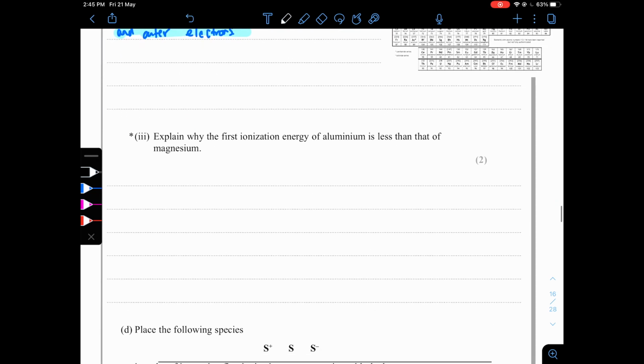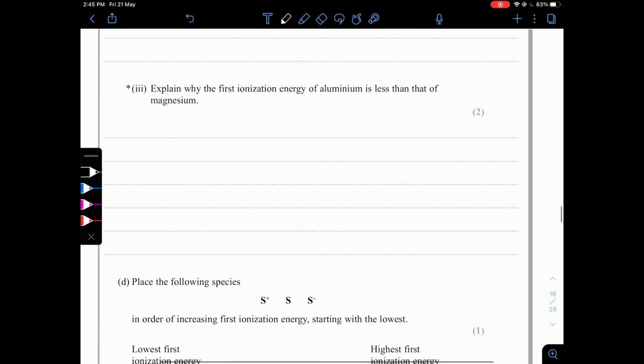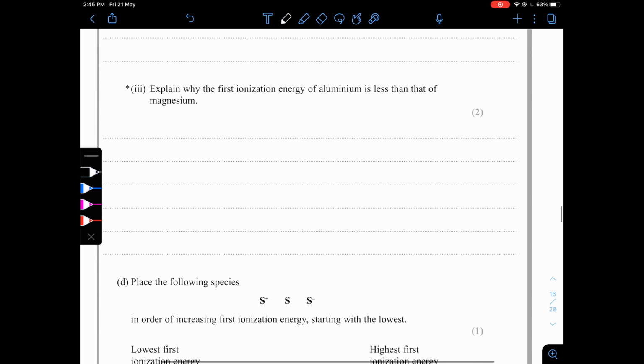Okay, next, explain why the first ionization energy of aluminium is less than magnesium. So the way we explain this, we have to talk about what's actually going on in aluminium compared to magnesium. Now, the only thing we know about aluminium is that its 3p electron is being lost in aluminium.